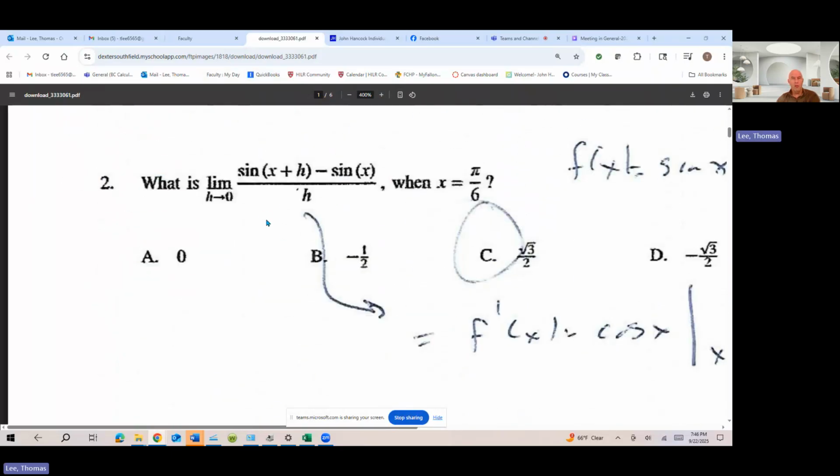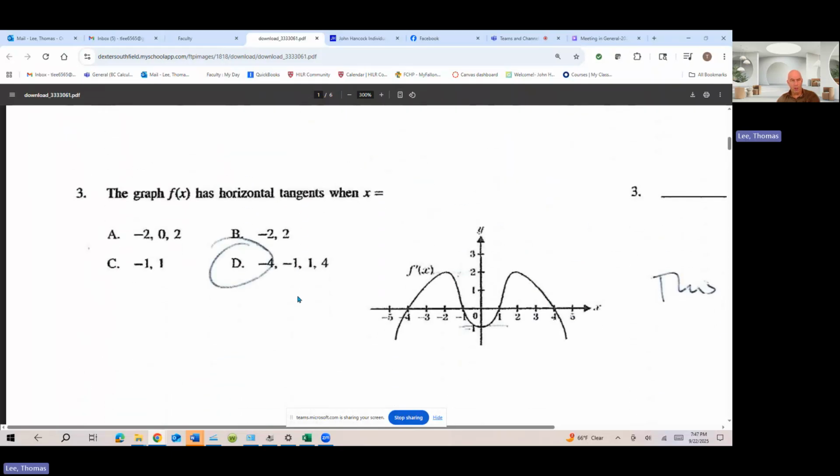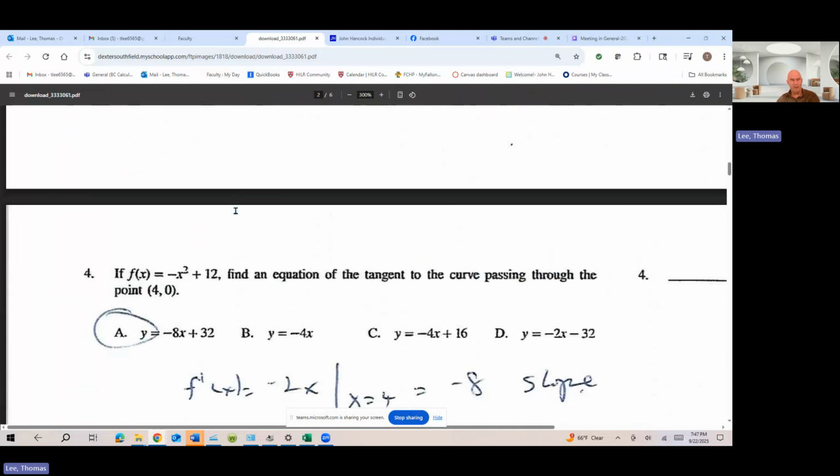Now looking at this, you would deduce, number 2, this is going to be the derivative of sine, since it's f of x plus h minus f of x. Derivative of sine is cosine. So what's cosine of pi over 6? Root 3 over 2. Forget about 3. It's a bad problem. I'm not going to ask that.